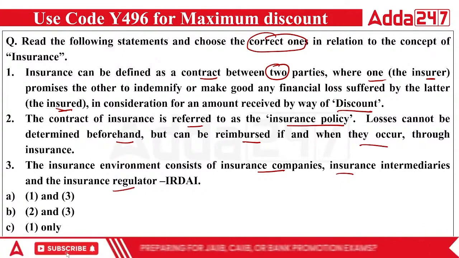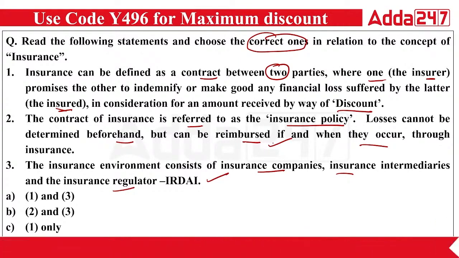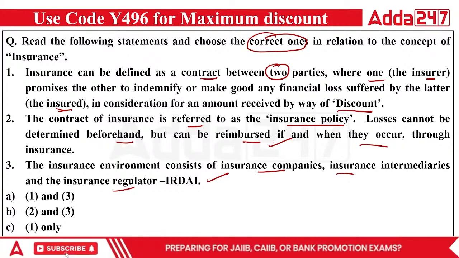The third one is correct. Obviously, it is the regulator. The second one is also true. The contract between two parties of insurance is known as the insurance policy. And the losses cannot be determined beforehand, but yes, they can be reimbursed after happening.